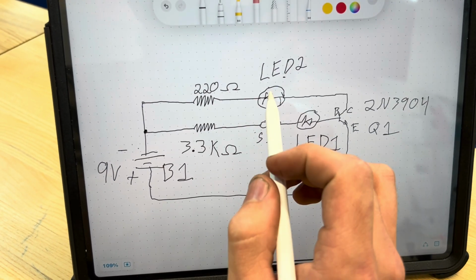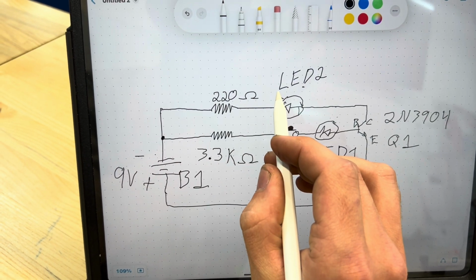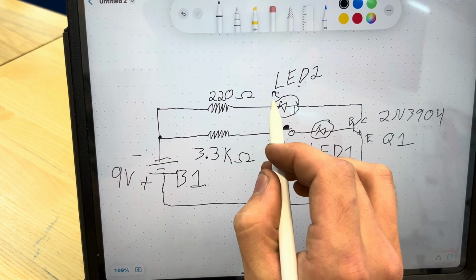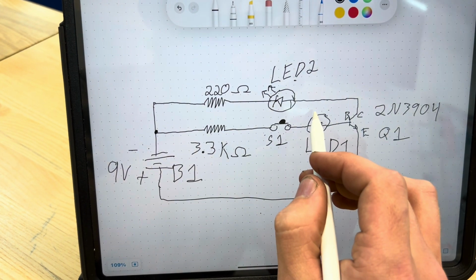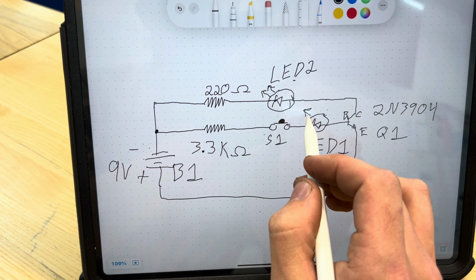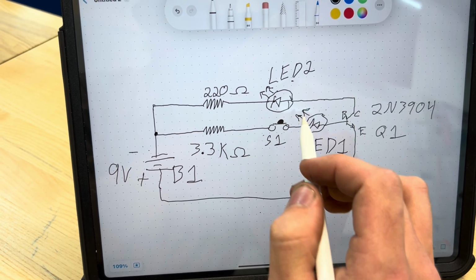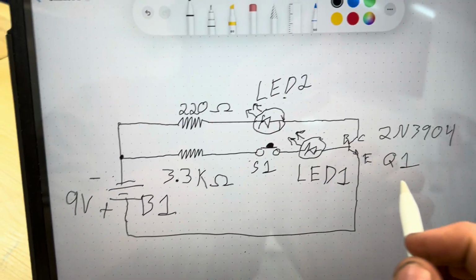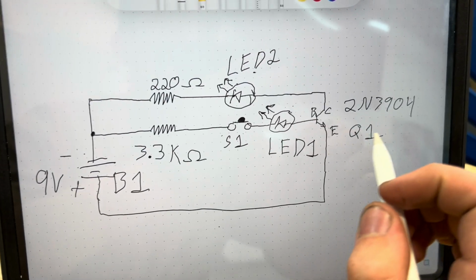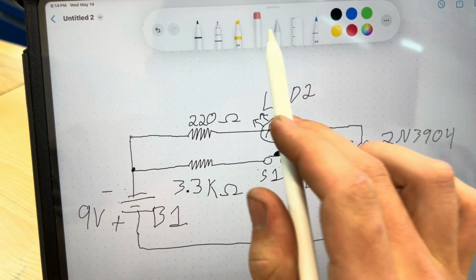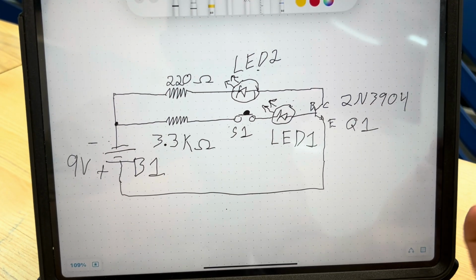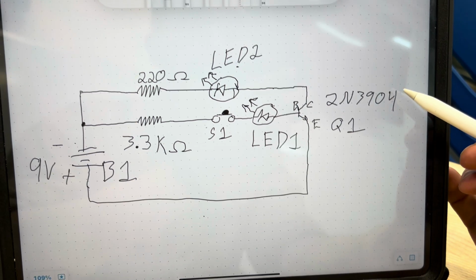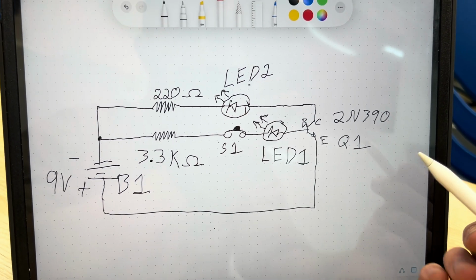Okay, there's something I'm missing. Can't forget about those little arrows, the fact that it's emitting light. Okay, so now I've got those arrows. The next thing we have to do is change this transistor. So it's no longer a 04, it's a 06.